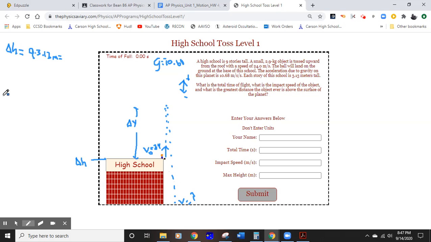Let's consider two parts of the problem here. Part one we'll call the toss up. Let's see what we can find out about this upward motion. A couple of things come to mind, and it looks like we have a couple of equations we might be able to use. The ball is going to go up, then it stops right here. So at this location, we know the final velocity is going to be zero.